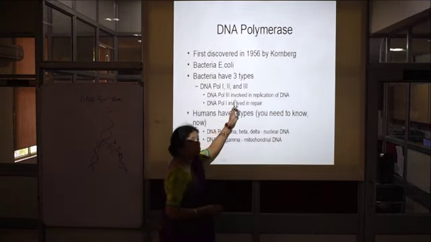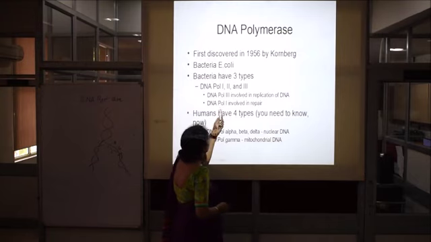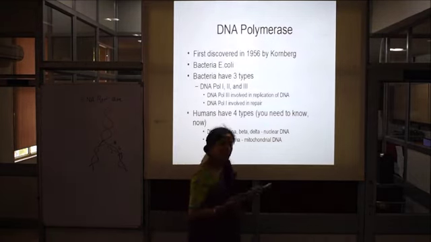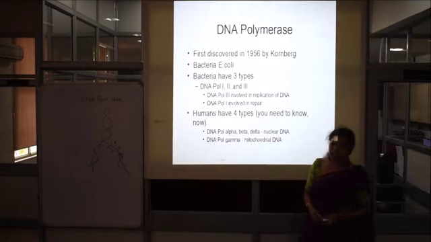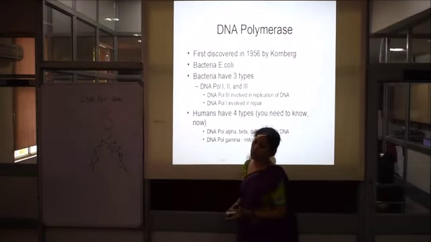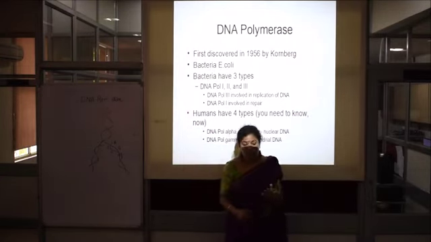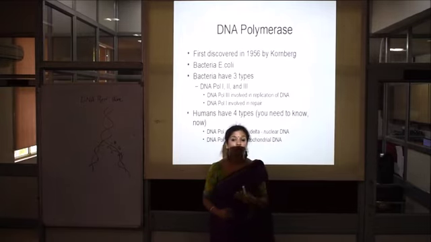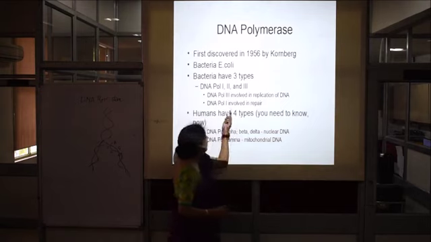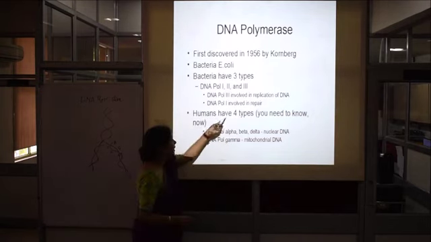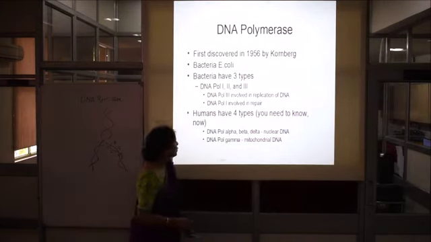DNA pol 3 is involved in DNA replication, whereas DNA pol 1, where pol stands for polymerase, is responsible for repair of DNA. For example, if a wrong base is incorporated during DNA replication, it has to be removed and the right nucleotide incorporated. That is called repair, and it is checked by DNA polymerase 1.